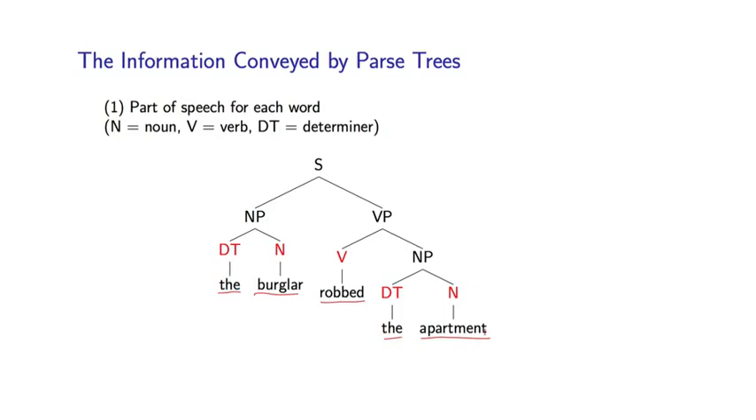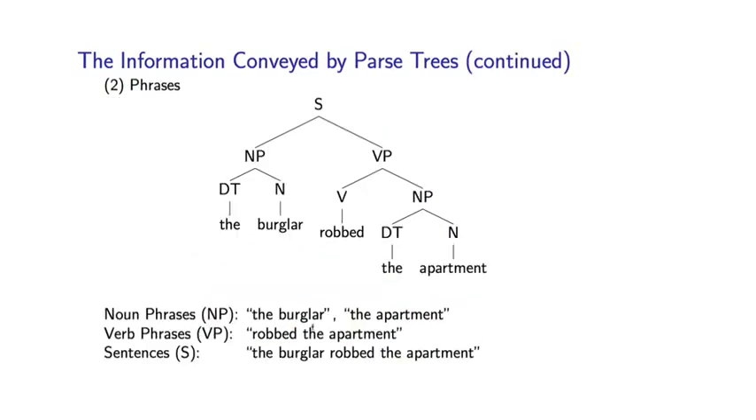Okay, so at the very first level, if we look at the level above each word in the tree, we see that we basically have the part of speech for each word. And so we have DT here for determiner, N above burglar for noun, V above robbed for verb, and so on and so on. So this very first level of the tree simply encodes the part of speech tag sequence for the input sentence in exactly the same way as we saw with the part of speech tag sequences in the previous section of this course on part of speech tagging. So that's the first level.